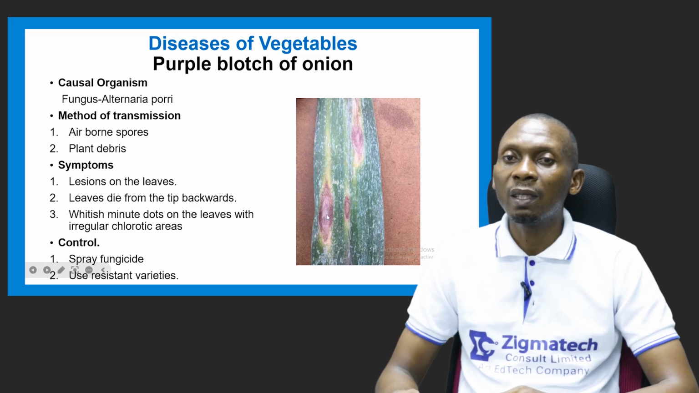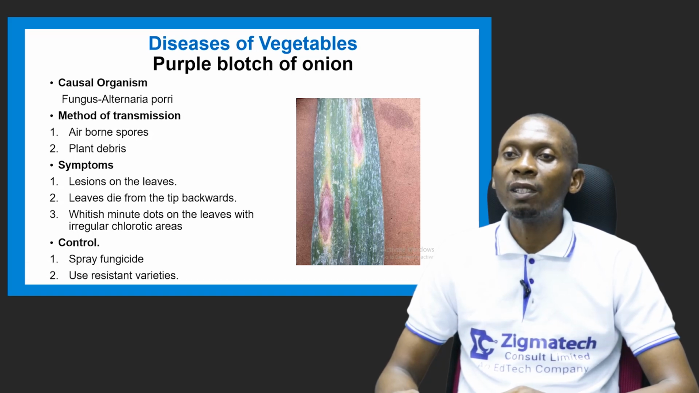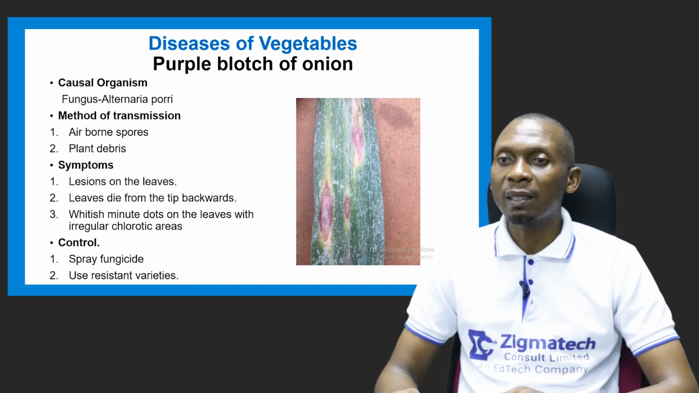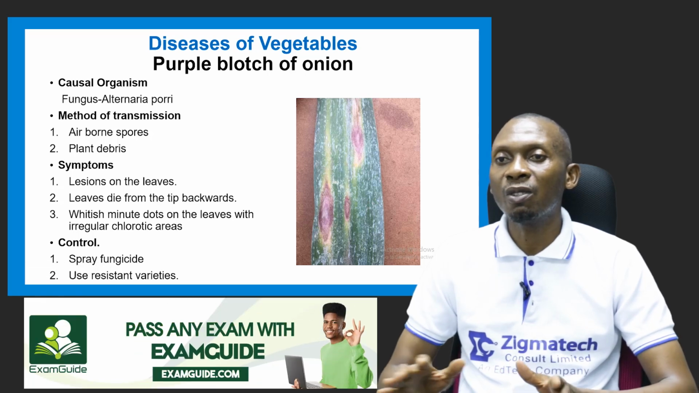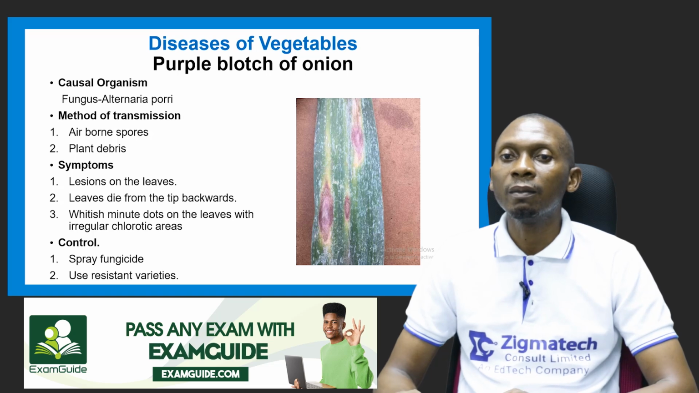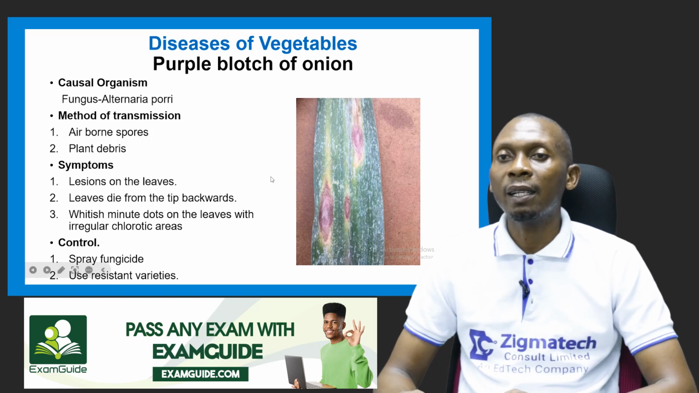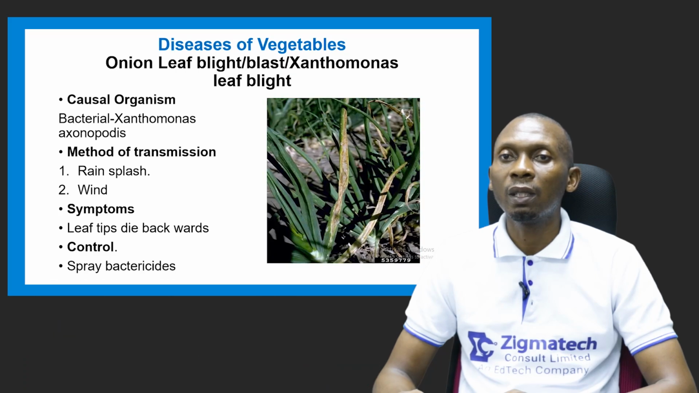Look at the lesions. The leaves die from the tip backwards. There are whitish minute dots, as you can see, whitish minute dots on the leaves with irregular chlorotic areas. Remember, chlorosis is loss of the green coloration on the leaves. You need to spray fungicide and use resistant varieties to control purple blotch of onions.